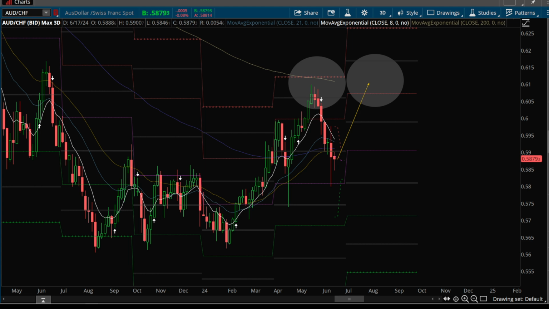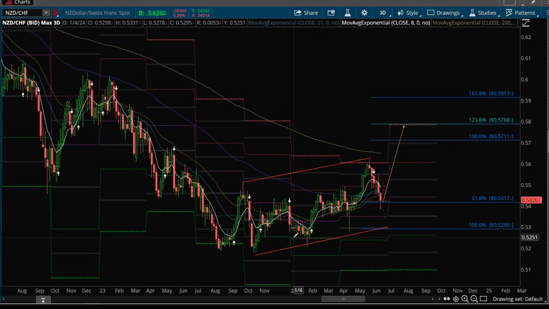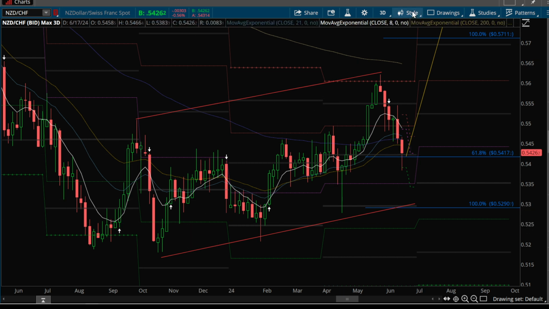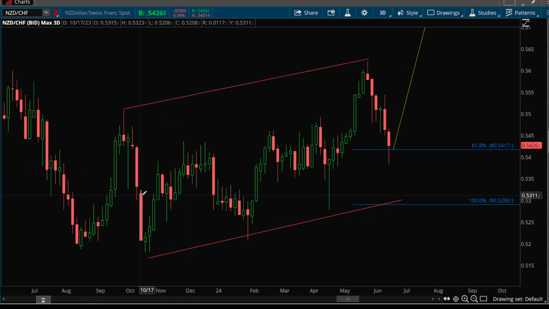But let's check out New Zealand Swiss, because I like this one. And you're running into the 618. All right, so let me clear these drawings off and stuff, right? So you're running into this now for this potential running flat. All of this is potentially your B wave, and you're coming down for a C.